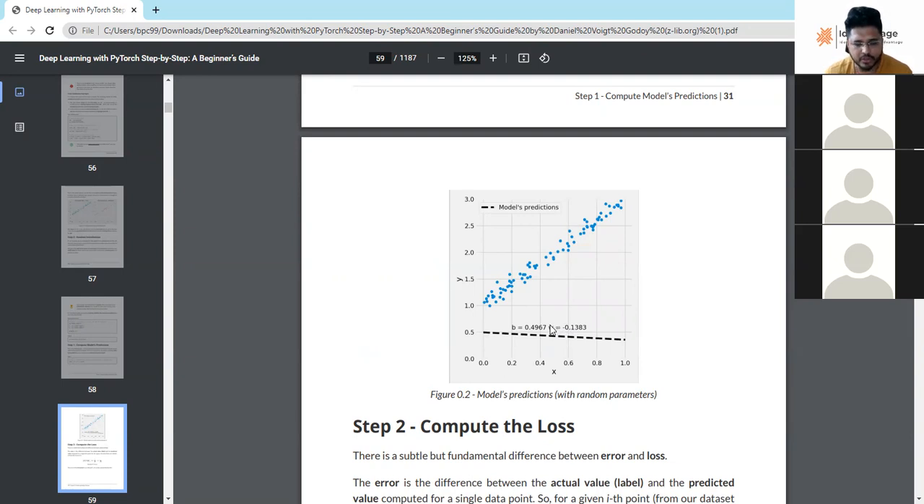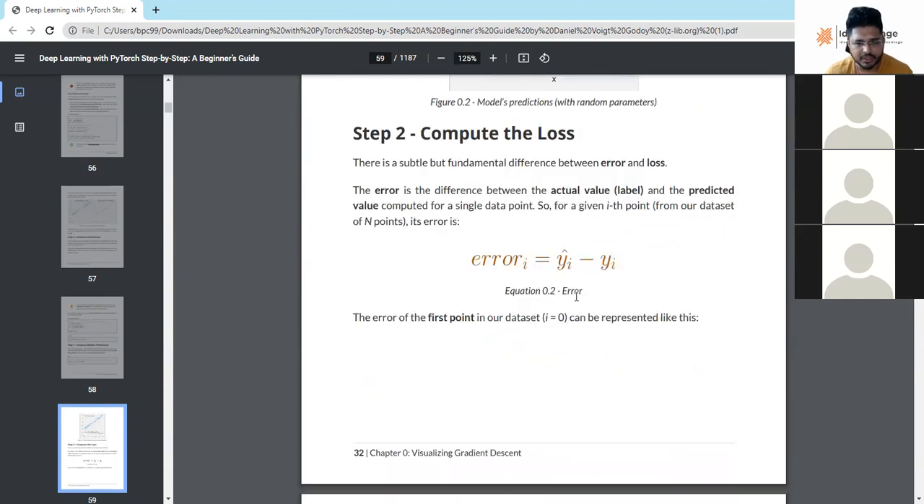This one you all know. First, take the difference between every value, like when x equals 0.4, what is the value of y here? What is the value of y here? Subtract both of them and square it and add it with the other values. So that is the mean squared error loss. So who can say the difference between error and loss?